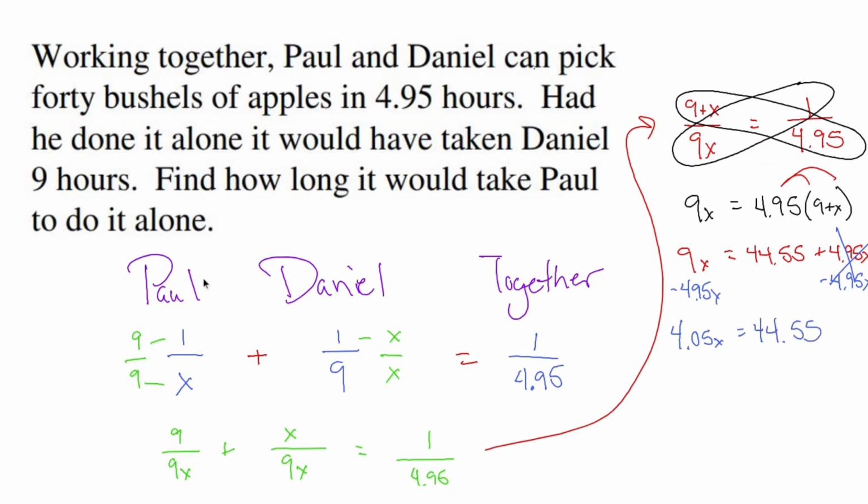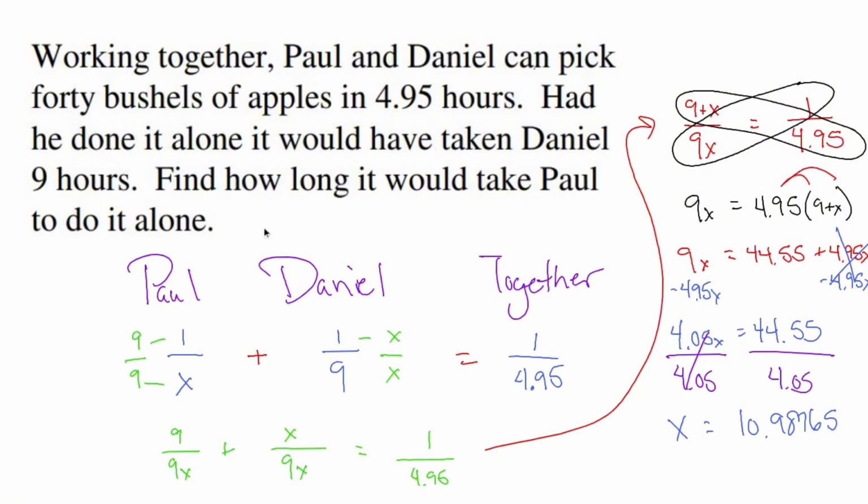That's going to equal 44.55. X is still not alone by itself. It's being multiplied by 4.05. So let's divide both sides by 4.05. And you're going to end up getting a terrible, terrible number: 10.98765. I'm not joking. 4321, blah, blah, blah.